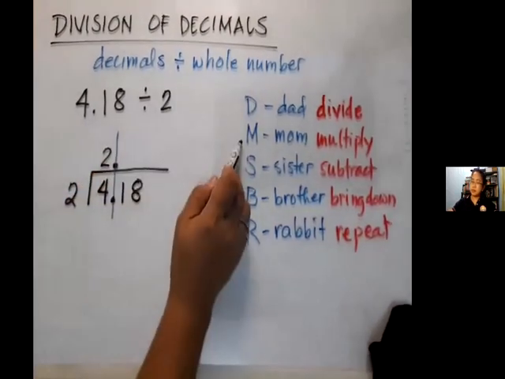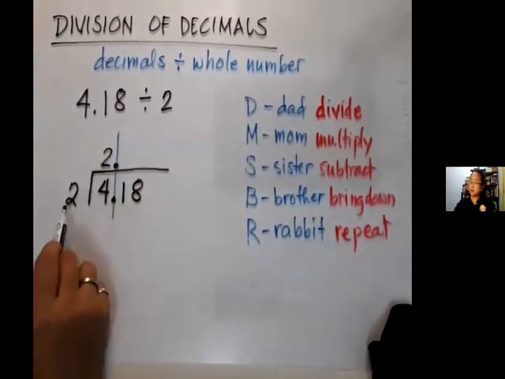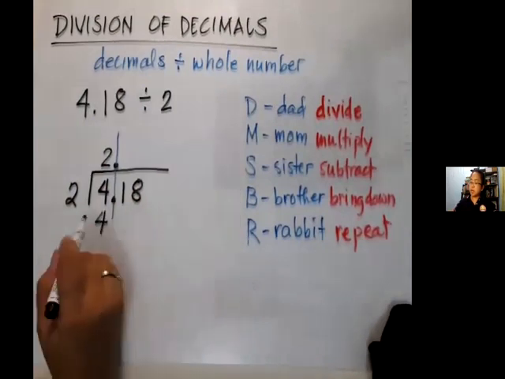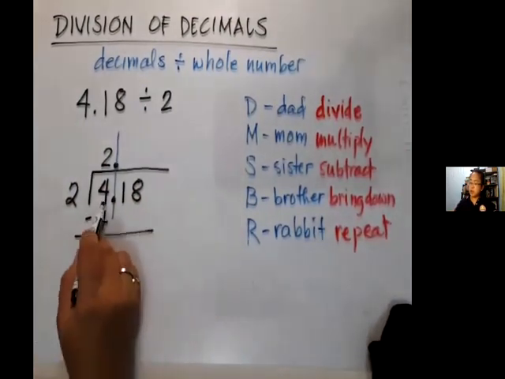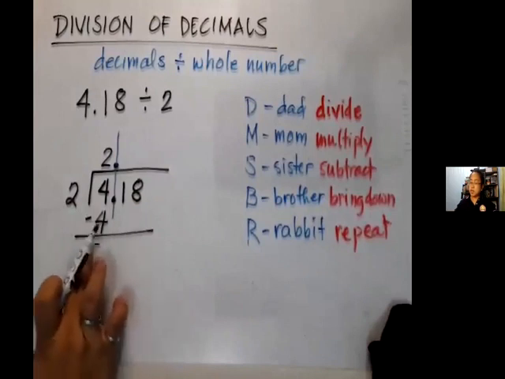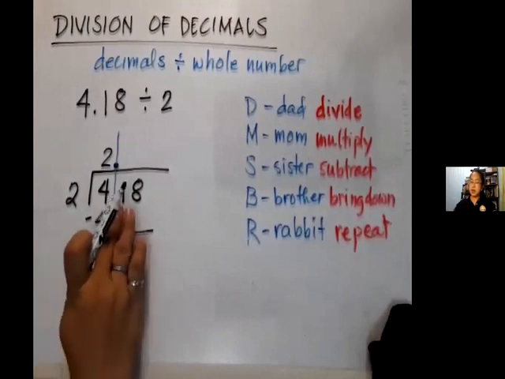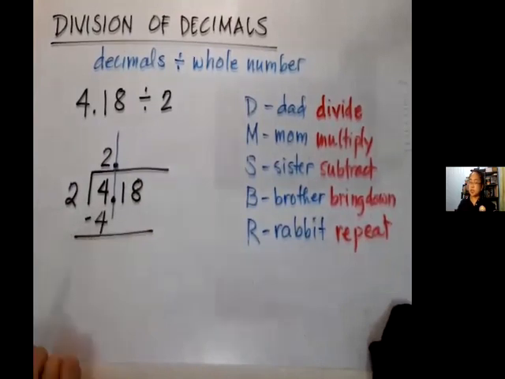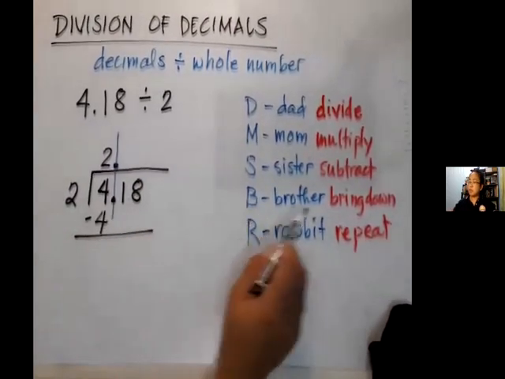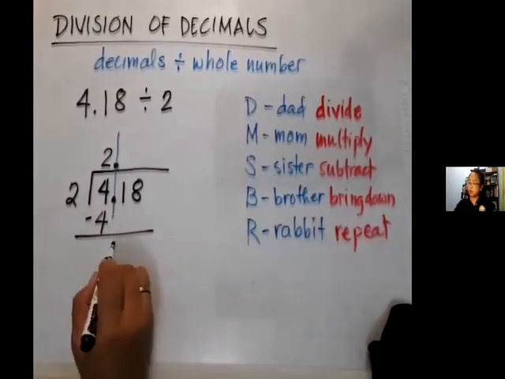Okay, next, multiply. 2 times 2, that's 4. Next step, subtract. We have 0. Okay? 0, pero dahil meron pa tayong digit na natitira, wala muna tayong ilalagay na 0 dyan. Okay? So, 0 yan. And then, bring down the next digit, 1.